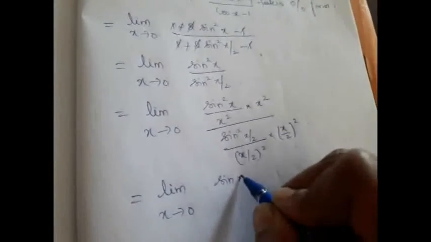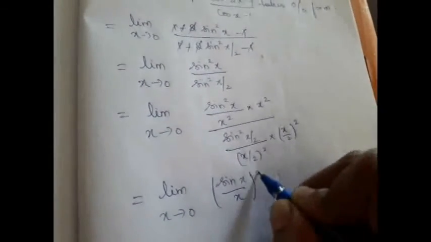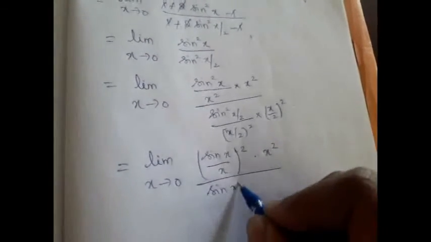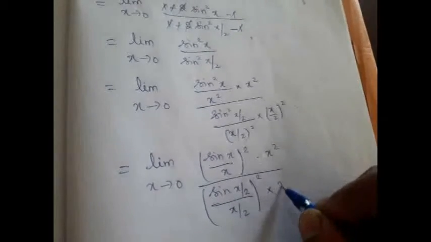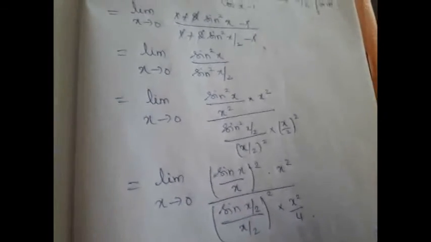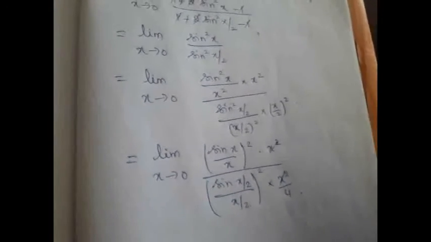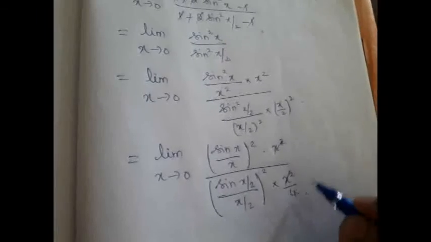Now what will happen here? Limit x tends to 0, as we discussed now, this can be written as (sin x by x) the whole square into x square, divided by, similarly here, (sin x by 2 divided by x by 2) the whole square multiplied by x square by 4. 2 square is 4, right? This x square will get cancelled. This 4 will go to the numerator.